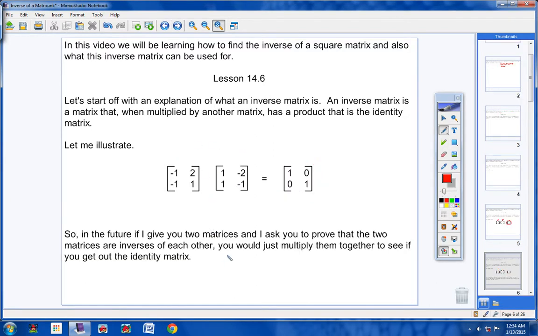So, in the future, if I give you two matrices, and I ask you to prove that the two matrices are inverses of each other, isn't that easy? You just multiply them together to see if you get out the identity matrix. That's really simple. So again, in the future, if I say, are these two matrices inverses of each other, just multiply them together and see if you get out the identity matrix. Okay? Pretty simple. Hope that makes sense.